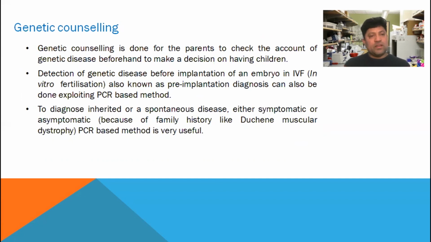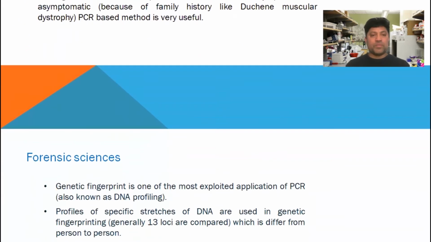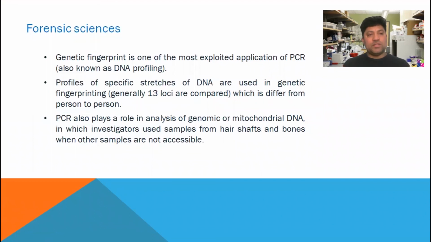Okay, well, genetic counseling. The usage of PCR in genetic counseling is done for the parent to check the account of genetic disease beforehand to make a decision of having a baby. Detection of genetic disease before implantation of the embryo in IVF, it means in vitro fertilization, also known as pre-implantation diagnosis, can also be done exploiting PCR-based method. The diagnosis of inherited or spontaneous disease, either symptomatic or asymptomatic because of family history like Duchenne muscular dystrophy, PCR-based method is very useful.